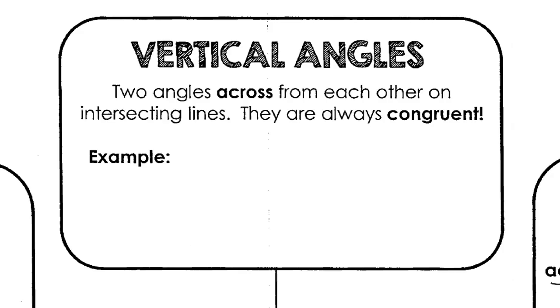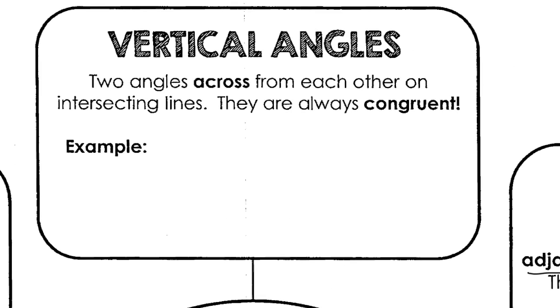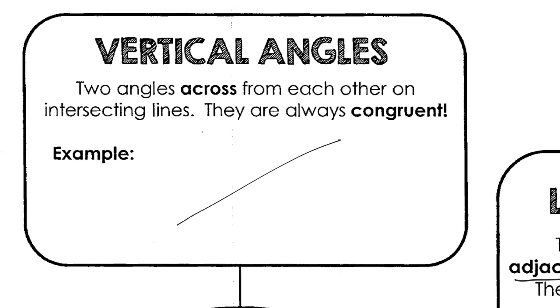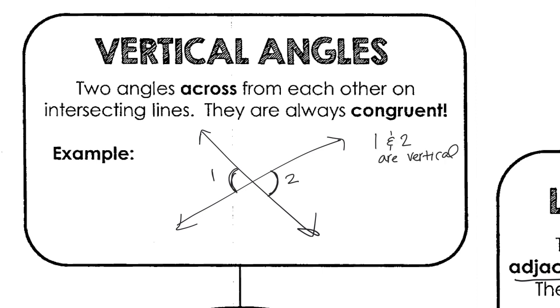And the last definition are vertical angles. They are two angles across from each other on intersecting lines. So if I have two lines that intersect here, this line intersects with this line, then they are the ones that are opposite from each other. So I call it like the kissing angles. These two are vertical. So if I call that angle 1 and 2, then they're always going to have the exact same measure. If one of them is 55 degrees, then the other one has to be 55 degrees as well.